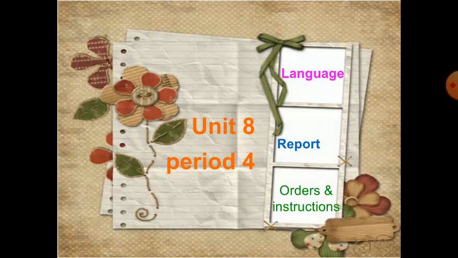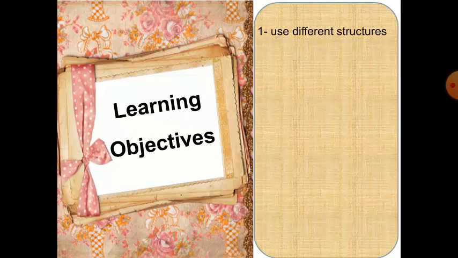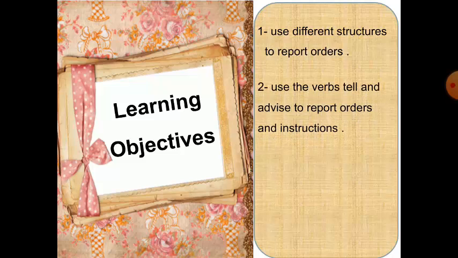Our lesson today is from Unit 8, Period 4, Language, Report Orders and Instructions. Our learning objectives for our lesson is to use different structures to report orders. And we are going to use the verbs tell and advise to report orders and instructions. Also, we are going to use warn to report negative advice.